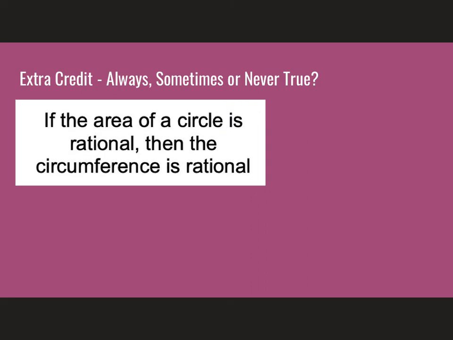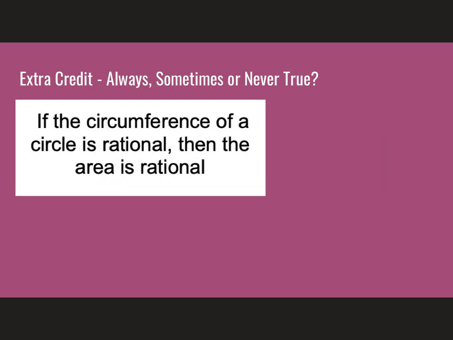If the area of a circle is rational, the circumference is rational. So each of these is always, sometimes, or never true, and you're going to explain why you think so. Make sure that you remember your formulas. Formula for the area of a circle: area equals pi times the radius squared. Circumference is pi times the diameter.